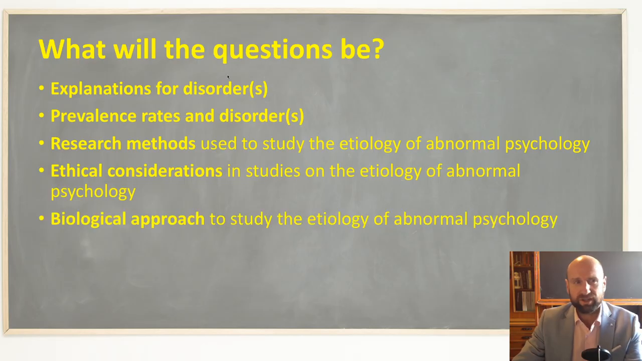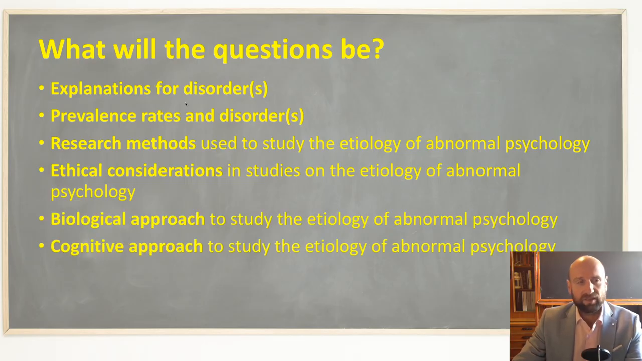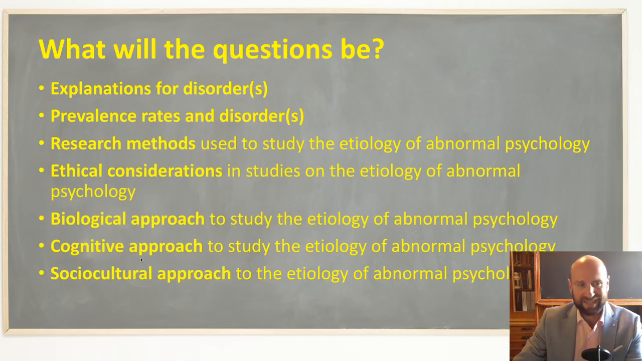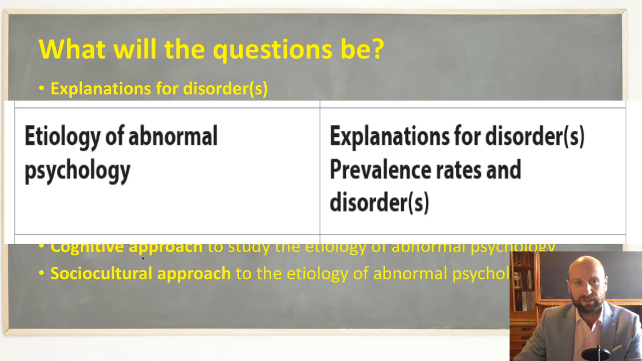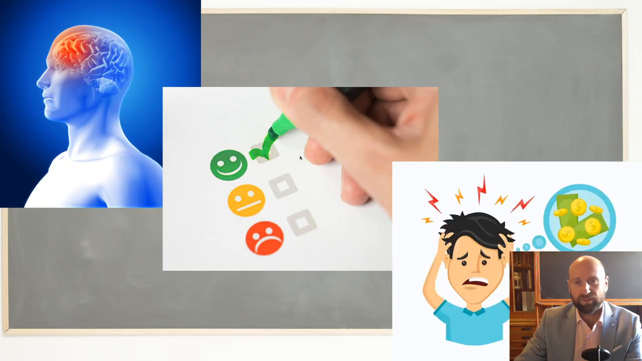Okay, so the questions are going to be based on the explanations, the prevalence rates, research methods, ethics, and the 3 approaches. All right, so this is coming straight from the guide. The 3 etiologies that I look at in PTSD are the abnormalities in the brain, including the hippocampus, prefrontal cortex, and amygdala, cognitive appraisals for the cognitive approach, and socioeconomic status for sociocultural factors.